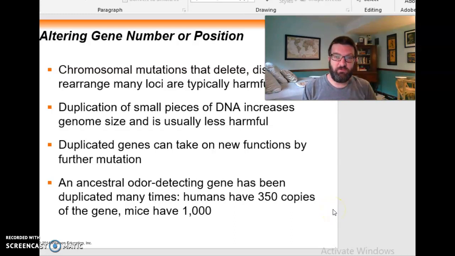Humans have 350 copies of it, and each of them have changed a little bit over time and have a slightly different function. They've allowed us to smell a number of different things. Mice have 1,000 copies of that particular gene. They also have better olfactory sense than we do.